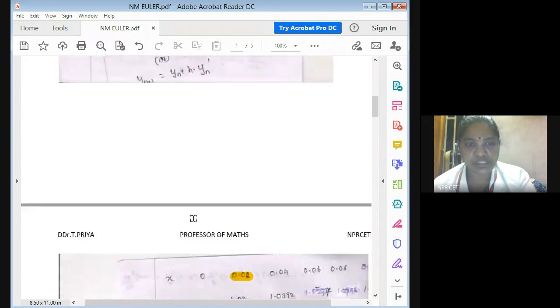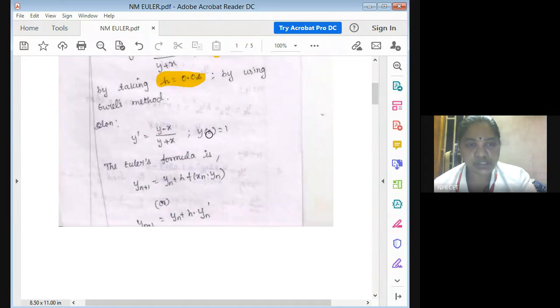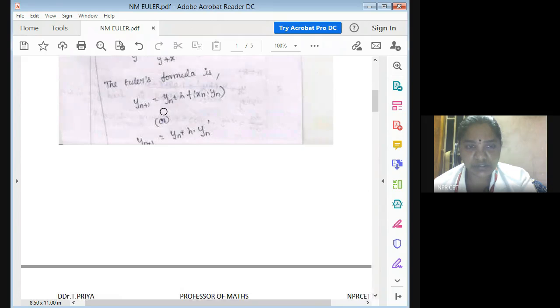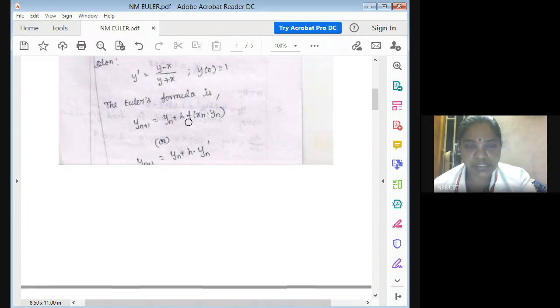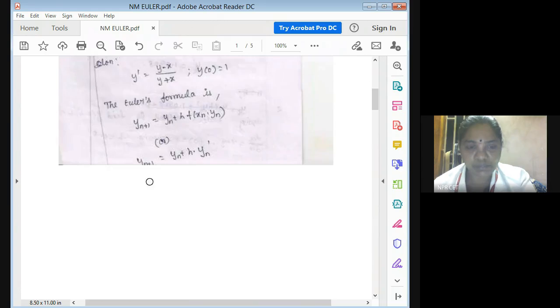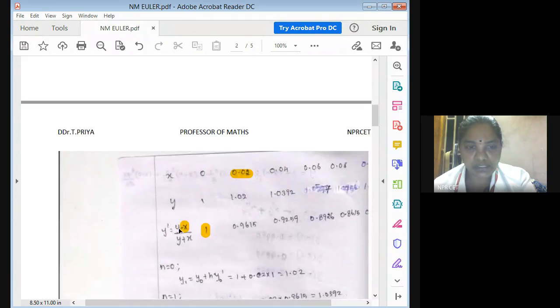So first y is given. That is, y of 0 equal to 1. So y naught is equal to 1. So just use this one. Okay. And here use this formula. What is the formula? Here the formula is yn plus 1 equal to yn plus h of f of xn comma yn. So first calculate f of xn comma yn. When you calculate this with x is equal to 0, y is equal to 1, you will get y dash is equal to 1.